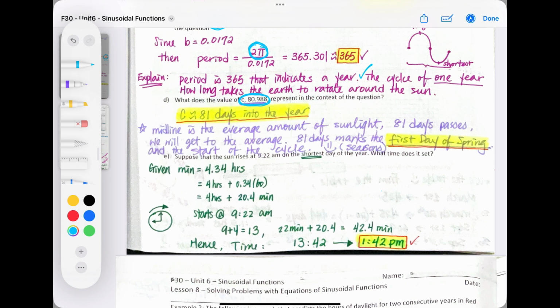All right, part E. Simple one. As you can see, the shortest day tells me it will be my minimum. Now make sure they ask for the setting time, the sunset. Knowing from part A, the minimum is 4 hours, the whole number, and I'm going to convert the decimal to minutes. Once I convert the minutes, I start the time at 9 o'clock plus 4 as the whole number is 13, and I add all the minutes together. That gives me the final answer.